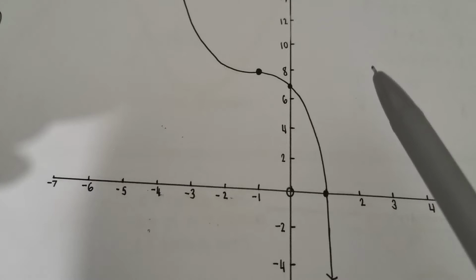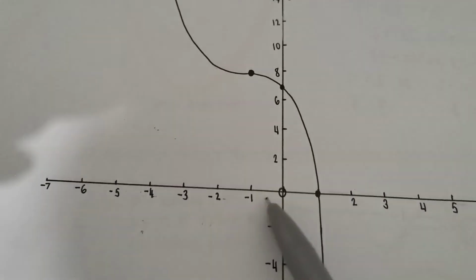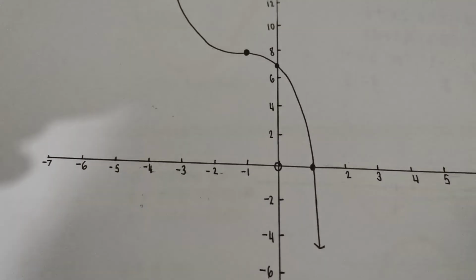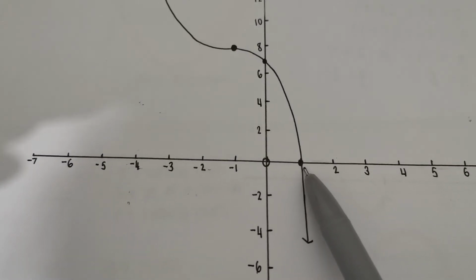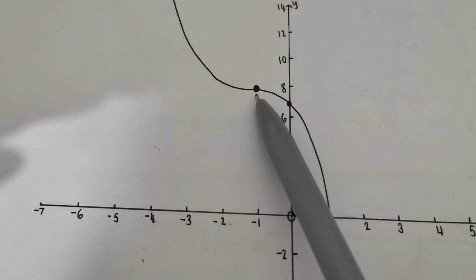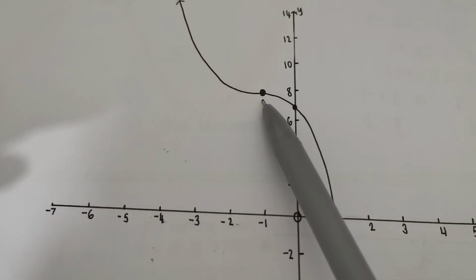I didn't realize that, oh crap, our values here are at 8. So I jumped each time by 2, making my y-axis all 2s, and my x-axis was fine. I was jumping in 1s. My x-intercept was here at 1. My y-intercept is here at 7. My point of inflection and my turning point is here at -1 and 8.